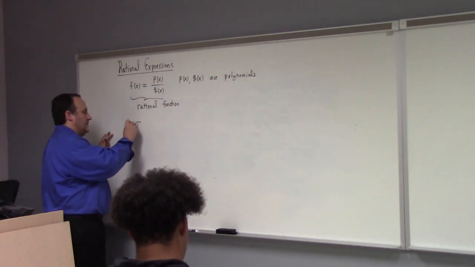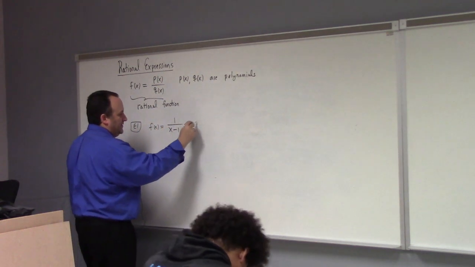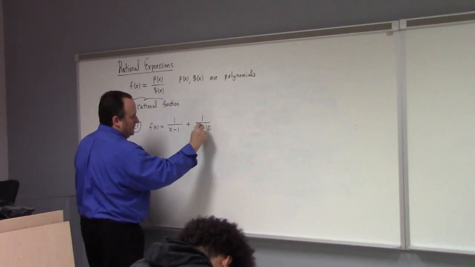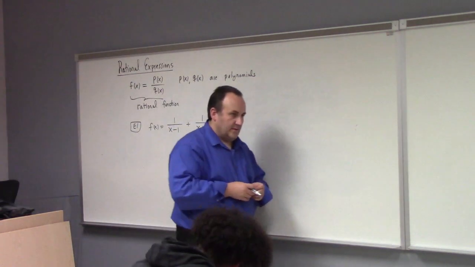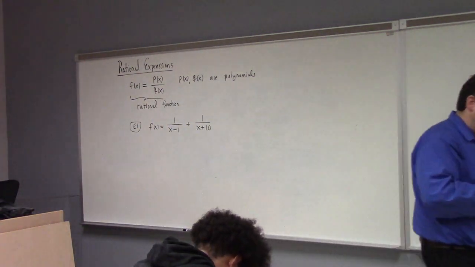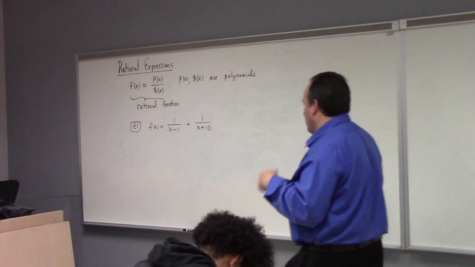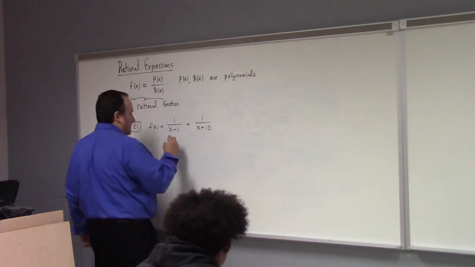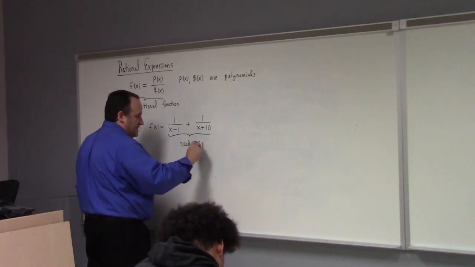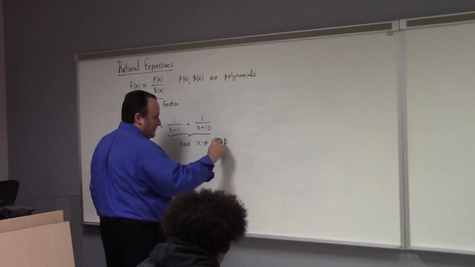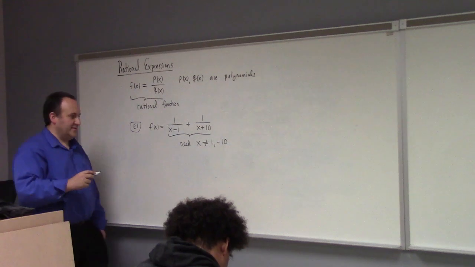So let's just look at one here. Example 1. If we had f of x equals 1 over x minus 1 plus 1 over x plus 10, this would also be an example of a rational function. The first thing we ask about a rational function that's a little bit interesting is what's its domain? What's the domain of this rational expression? Can you guys tell me? Yeah, we need x not equal to 1 or minus 10, right? So can we express that in interval notation?